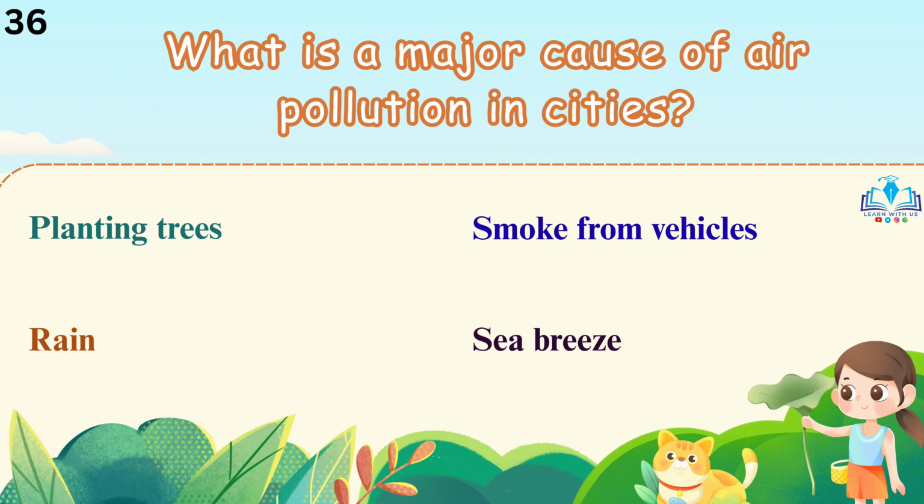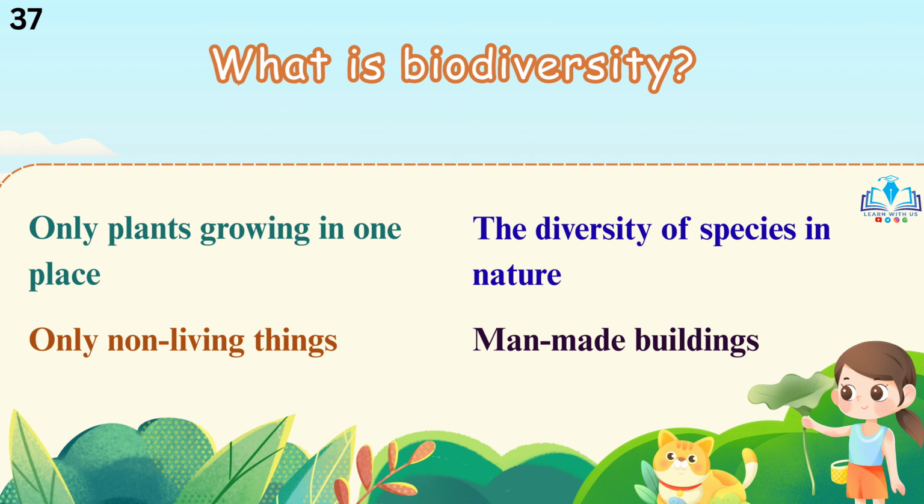Question 36. What is a major cause of air pollution in cities? A. Planting trees, B. Smoke from vehicles, C. Rain, D. Sea breeze. Answer B. Smoke from vehicles.